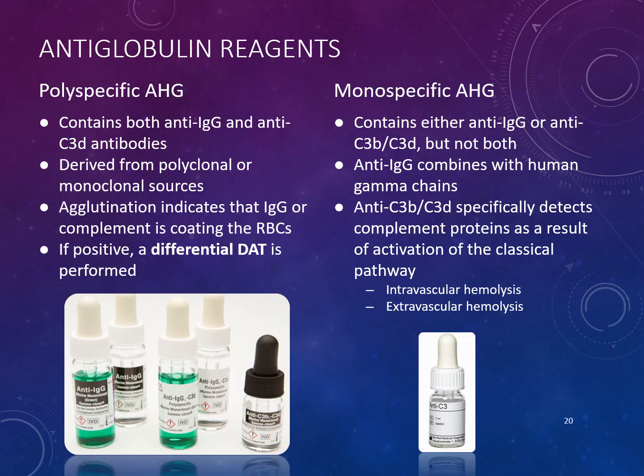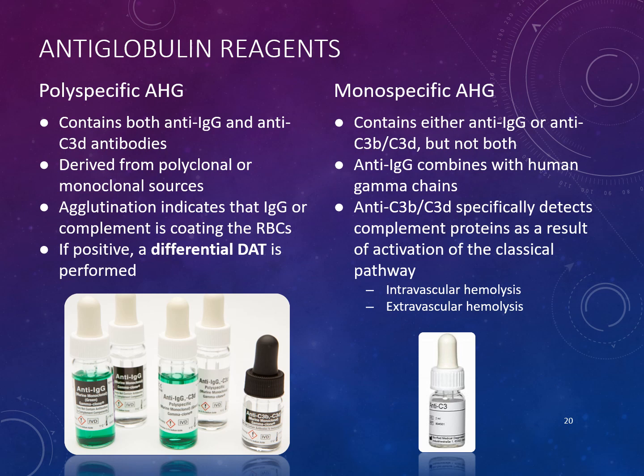Your antiglobulin reagents can be polyspecific or monospecific. With poly, they're going to contain both IgG and C3 antibodies. They are derived from a polyclonal or a monoclonal source. If there's agglutination, that indicates that there is IgG or complement coating those red cells. If positive, then you would need to determine, is it IgG or is it C3?